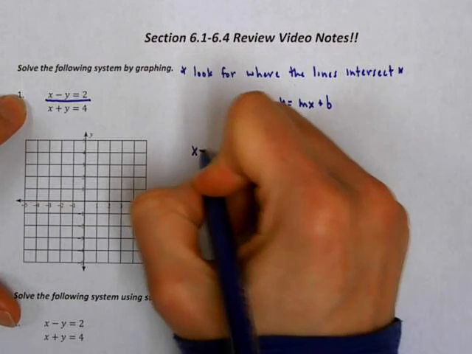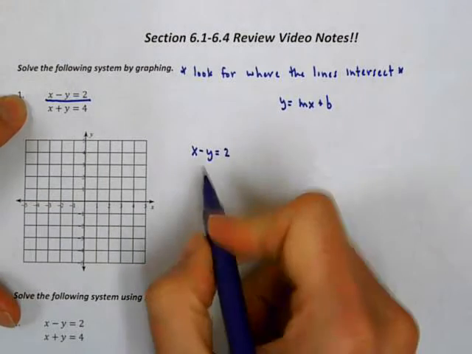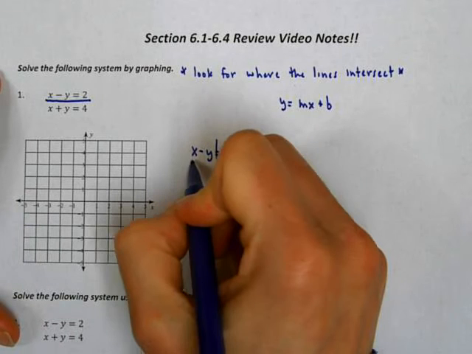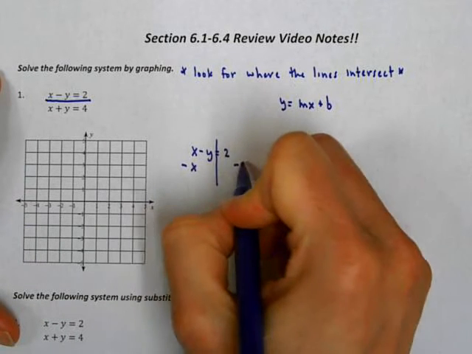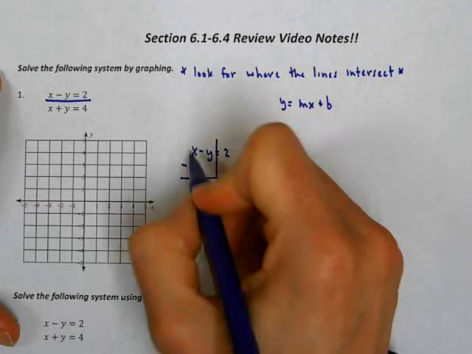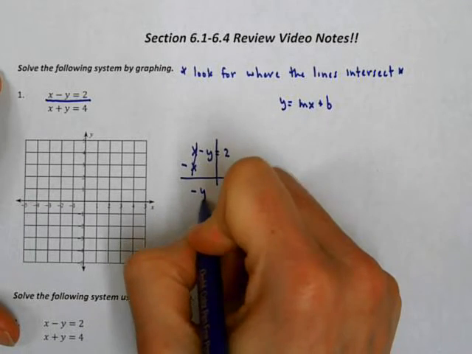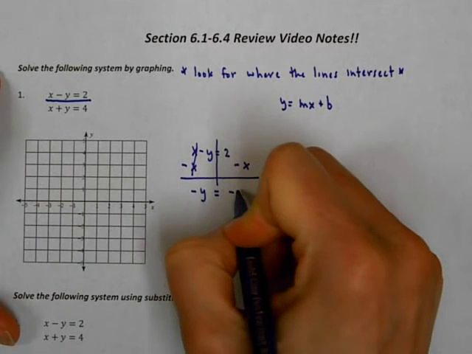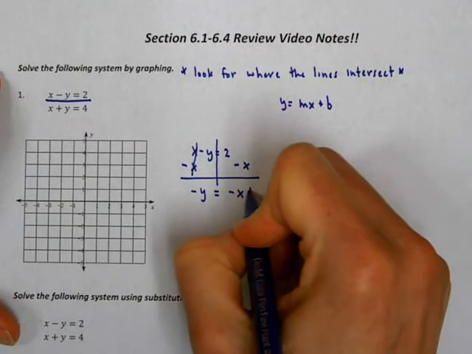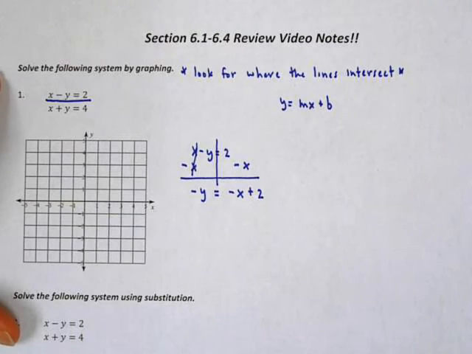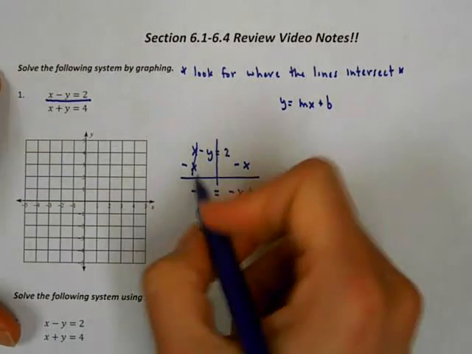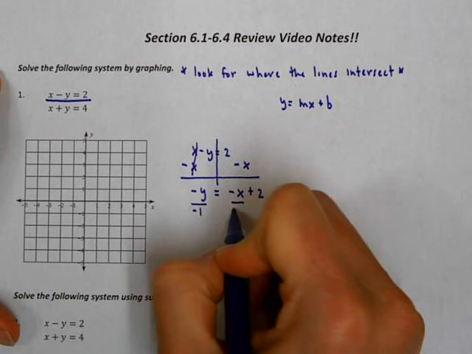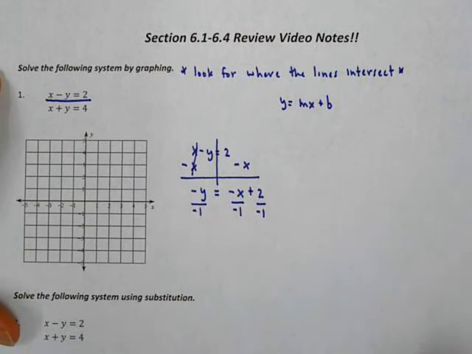So my equation is x - y = 2, and I know I want y to be by itself. So the first thing I have to do is move over the x, and I'm going to do that by subtracting. So now my x's cancel. I'm not going to forget that negative, so I have -y = -x + 2. So now y is almost by itself, but I have this negative 1 in front. To get rid of that, I need to divide everything by -1.